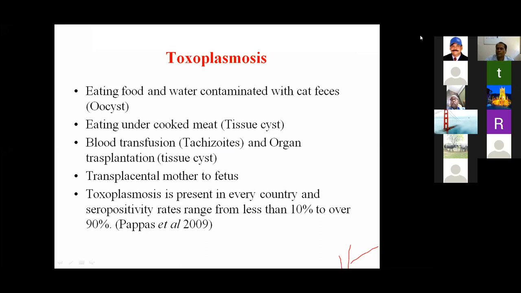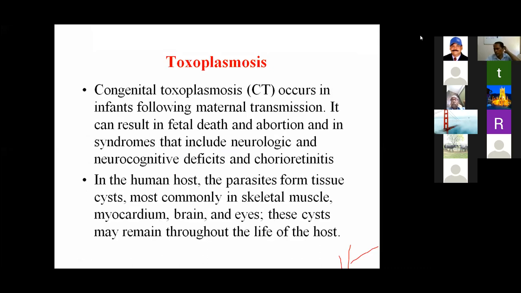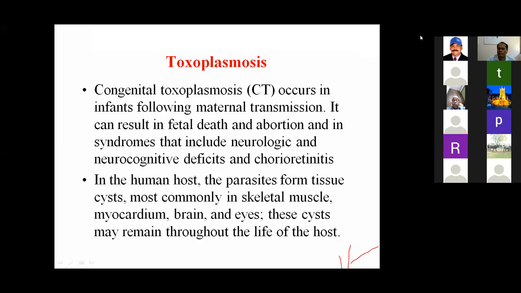Toxoplasma is present in every country, and seropositivity ranges from less than 10% to over 90%. Remember that 25% of the world population shows seropositivity to toxoplasmosis. And generally, there is a saying that it helps in releasing dopamine in the brain. So a majority of the intelligent persons in the world show seropositivity to toxoplasmosis.